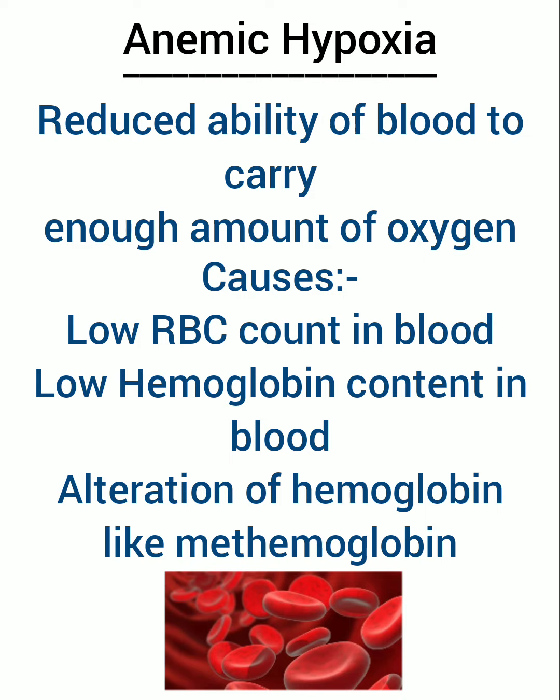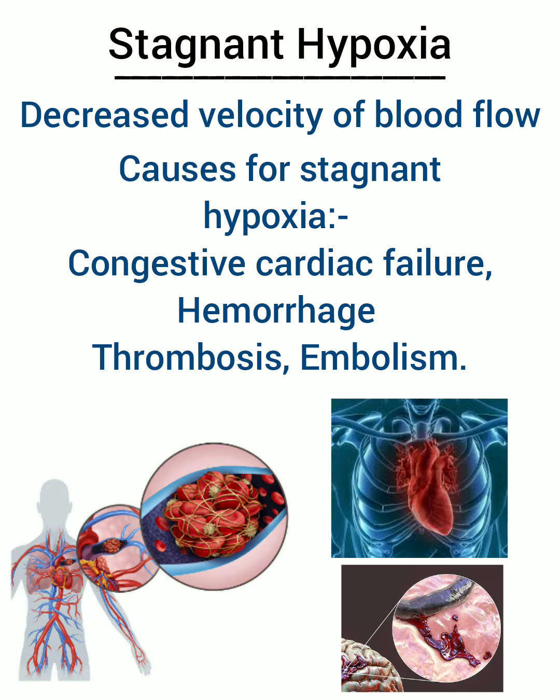Now, the anemic hypoxia. It is due to the inability of blood to carry enough amount of oxygen. In the previous case of hypoxic hypoxia, there is a reduced oxygen content, but in anemic hypoxia, we will observe getting enough amount of oxygen, but the blood is unable to carry it. So, it occurs due to the decreased RBC count or decreased hemoglobin content in the blood, which decreases the oxygen carrying capacity.